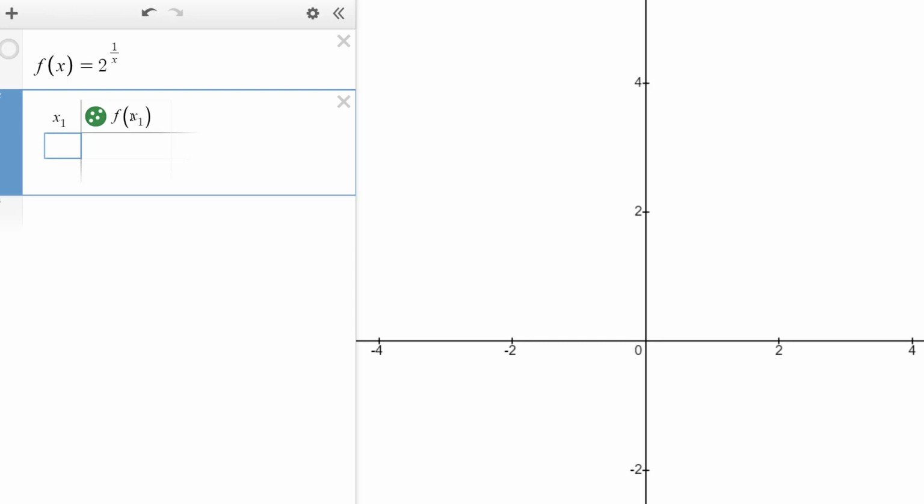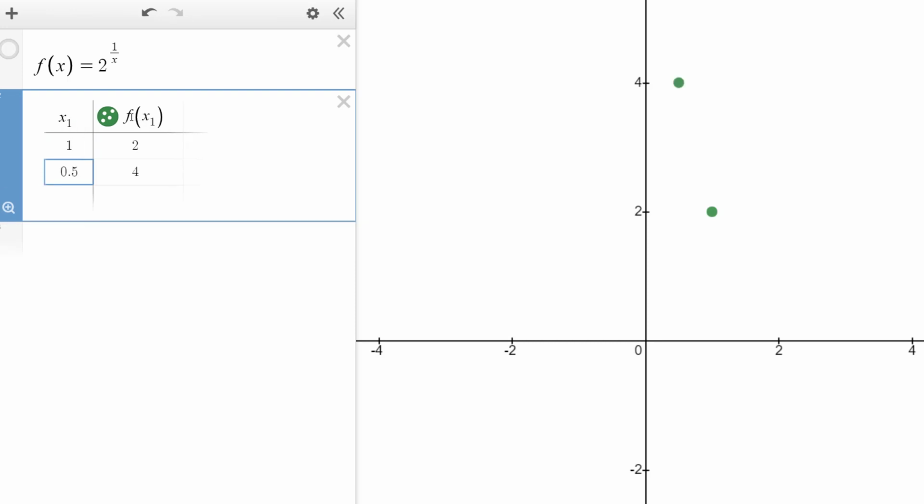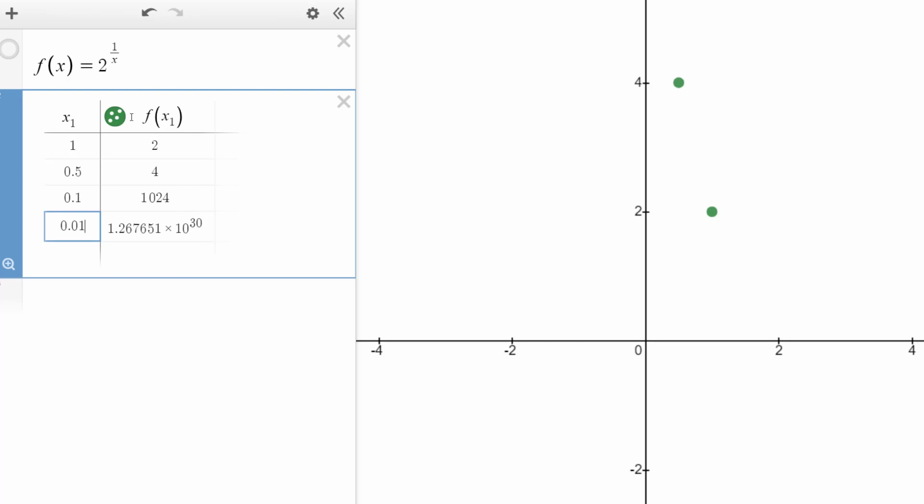Well, let's start on the right-hand side of 0. I usually start 1 unit away just to showcase the behavior, and then I go half that distance. And then I go to maybe 0.1, and then to 0.01. You can kind of see there's no need for me to go any further. If you know numbers, you know that this number right here, some 1.3 times 10 to the 30th, is essentially infinity to this computer. So we're done.